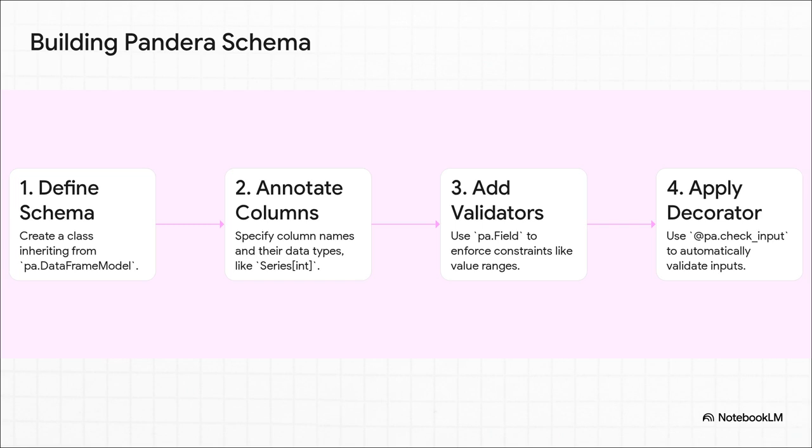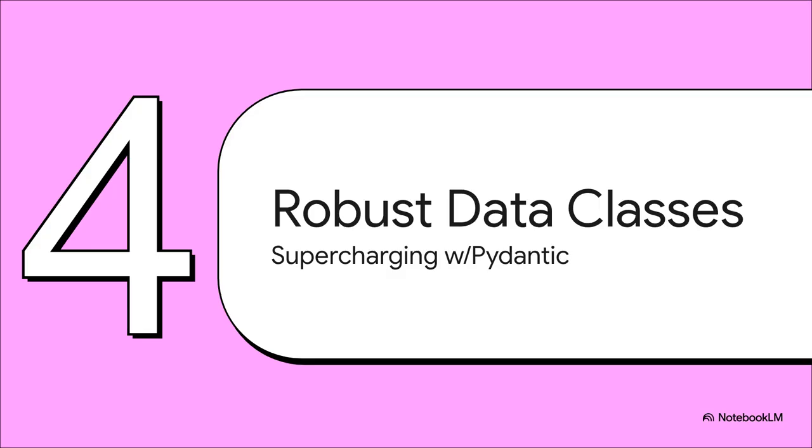Finally, you apply this thing called a decorator, that little @pa.check_input thing, to your function. And just like that, it automatically runs the validation for you every single time. So data frames are handled. But our ML projects are full of other data structures, right?